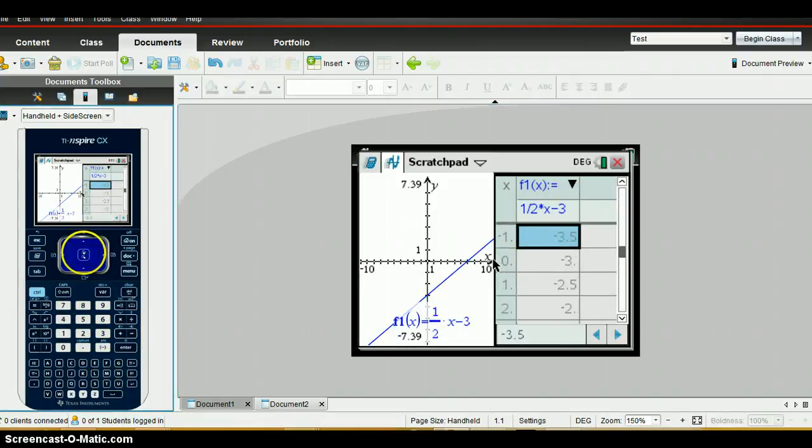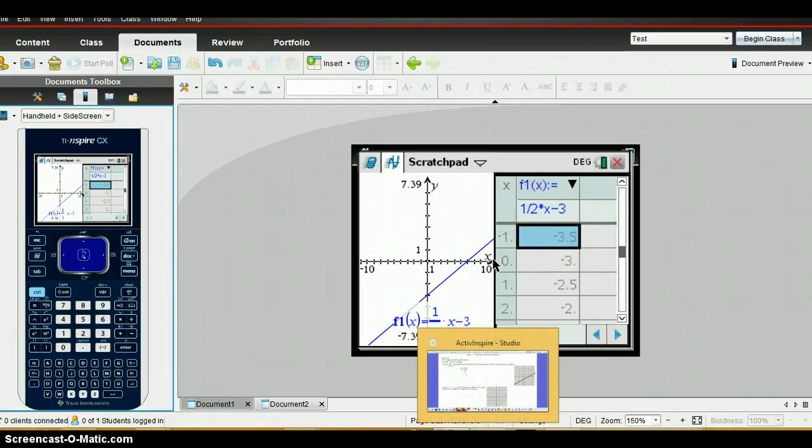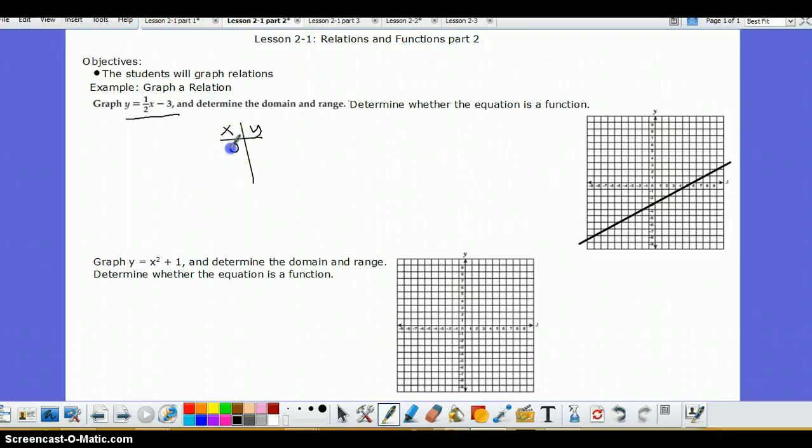I want to use all whole number ordered pairs. So it looks like 0, negative 3, 2, negative 2, and if I look at this correctly, 4, negative 1 would also probably work. You could check it just to make sure, but I'm sure that's one that will work.